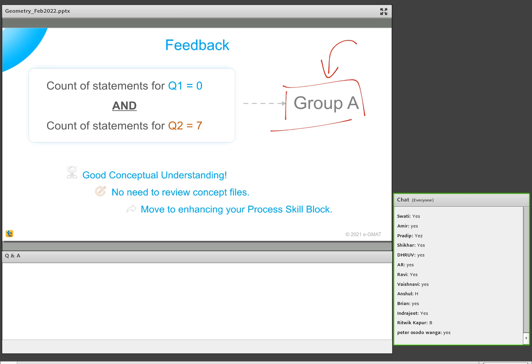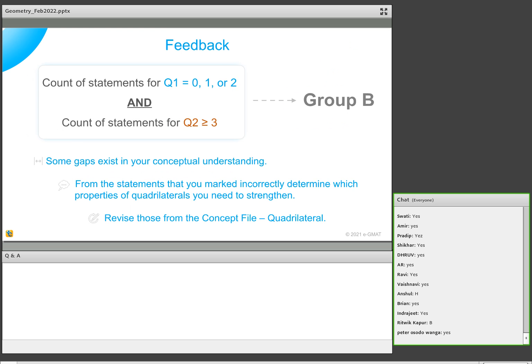Okay. Now, if you're in group B, there are some gaps. You know some of those things pretty well, most of those things pretty well. There are some gaps. We are going to discuss process skills. I'm coming to it. Hold on. So if you're in group B, you have some small gaps which you have to go through. So typically, if you're an e-GMAT student, the system will give you feedback. Okay, these are the concepts that you need to go through. You should go through those.